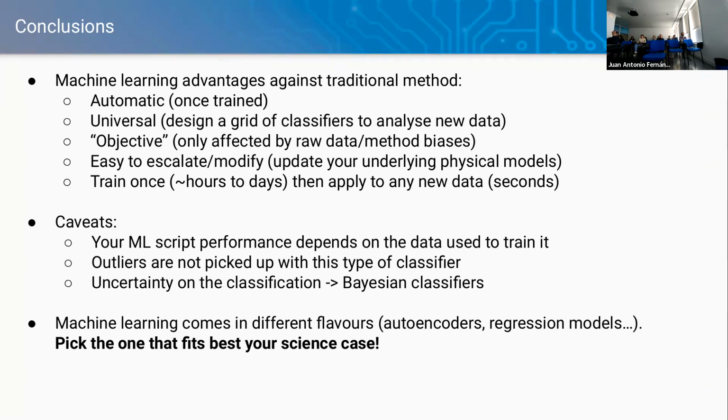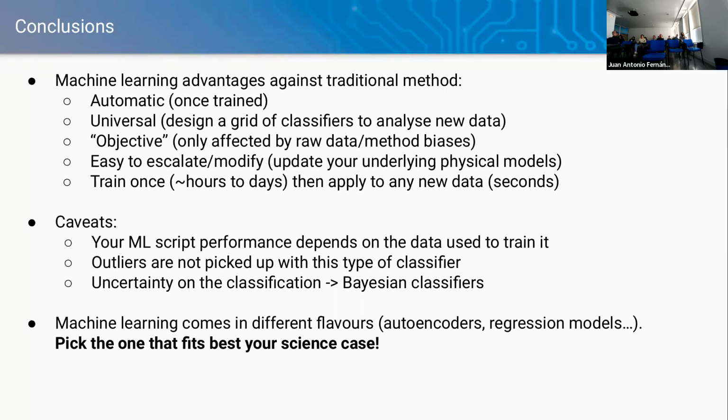But there are also some caveats when you are using machine learning. First of all, the performance will depend on the data that you use to train it. So if you have some bias in your training data set, it will be propagated to the classifier. With this particular type of classifier, we are not able to pick up outliers, so pretty much spectra that don't look like any of the different types that we've included.